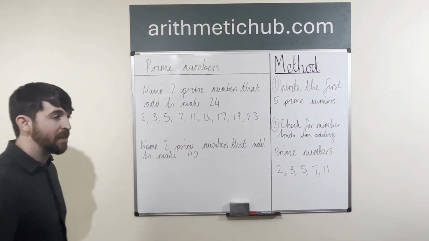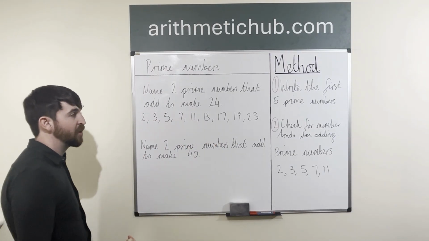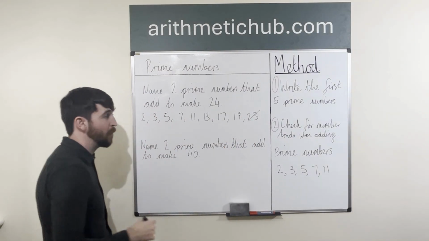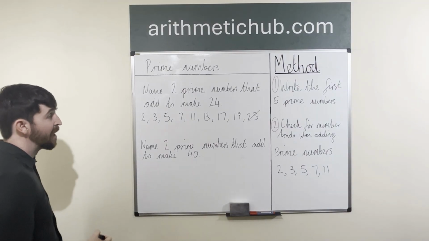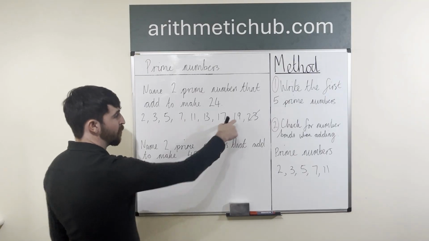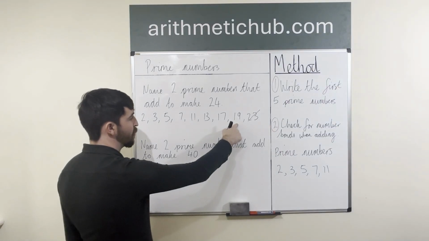Now immediately what you might think is, oh, we could do 23 and 1, but 1 isn't prime. So we're not going to be able to use that, are we, okay? So 23 we can already get rid of, because we know anything that we add to 23 is already going to be too much. But what we could look at is, if we look at this 19 here, we could say, right, well, what can we add to 19 to get to 24?